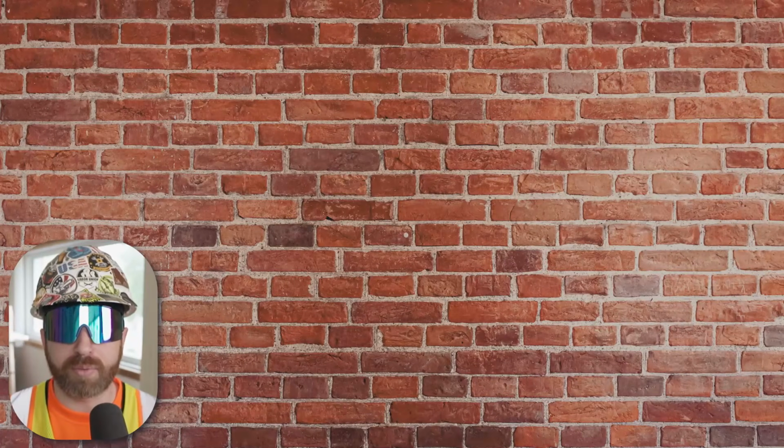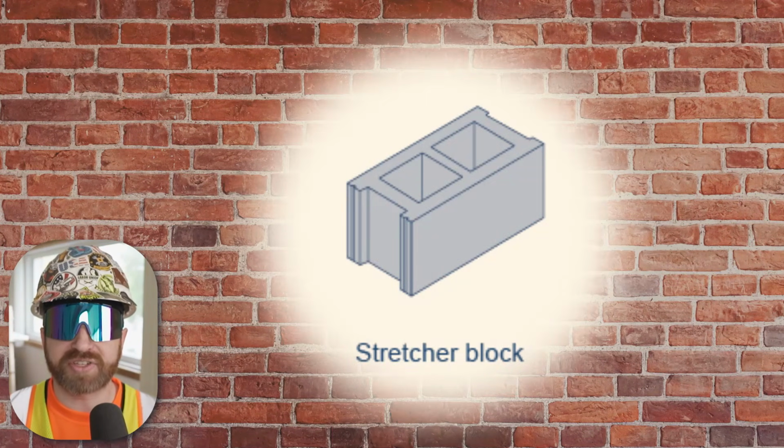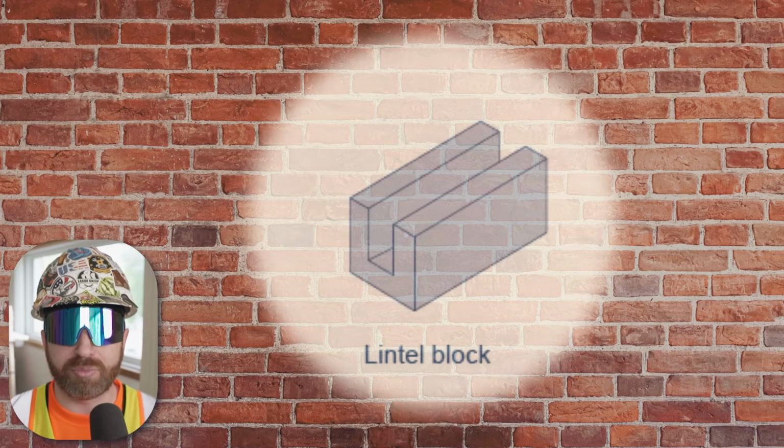And again, I'm just going to cover the main ones, starting at number one, which would be stretcher or our standard blocks. Now, these are the most common CMUs that you'll see on a job site. Concrete stretcher blocks are used in construction to build the majority of the running length of walls. At number two, we've got lintel blocks.